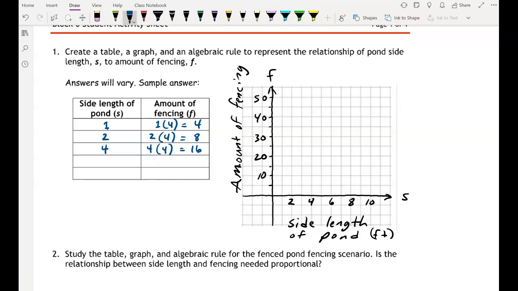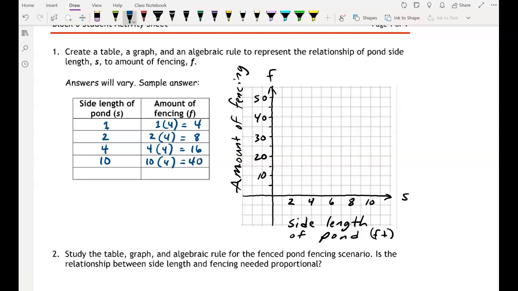And if we wanted to use, let's say, 10 feet on the side of the pond, 10 feet per side of the pond, that's 10 feet multiplied by 4 sides of the pond, and 10 times 4 is 40.